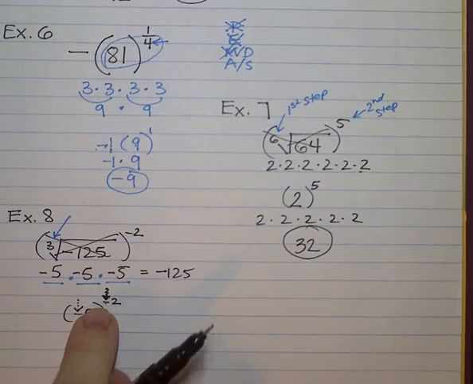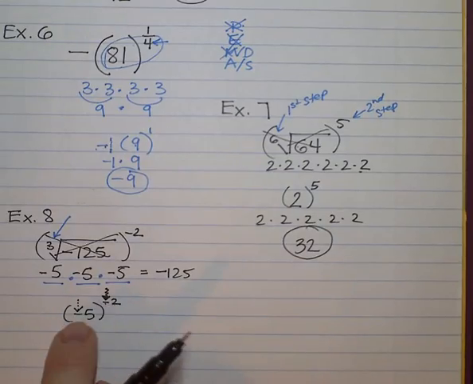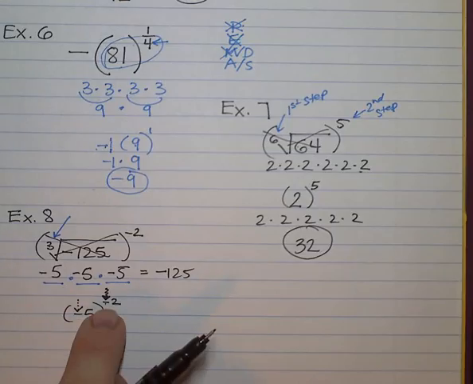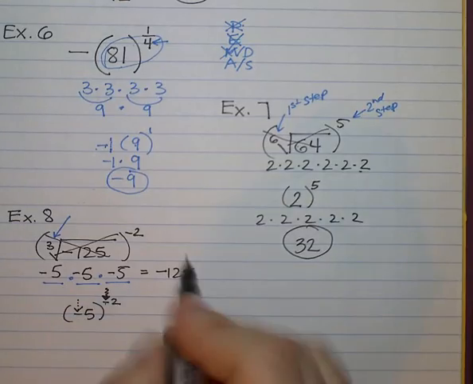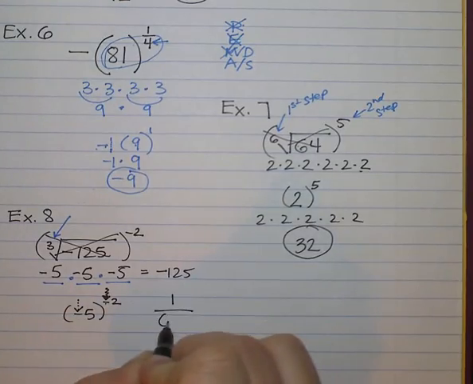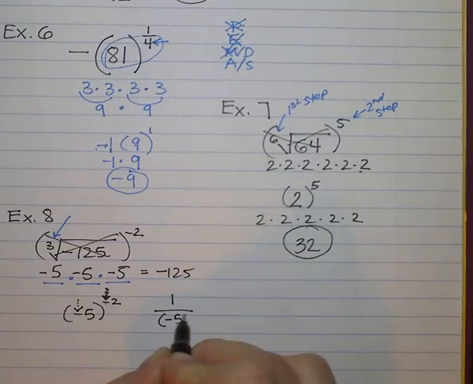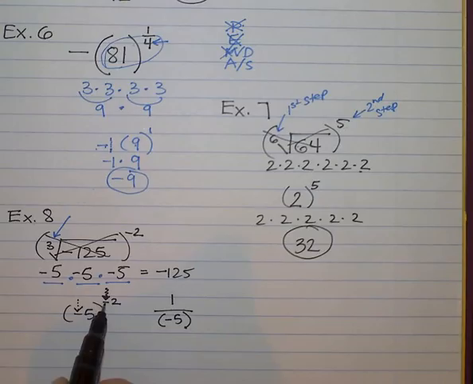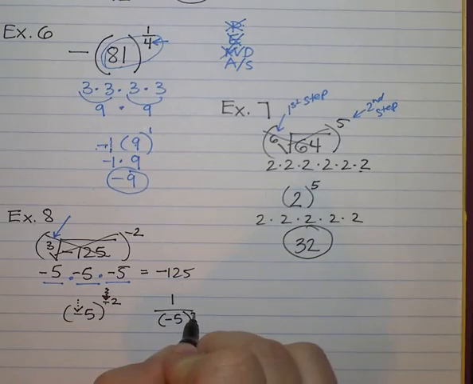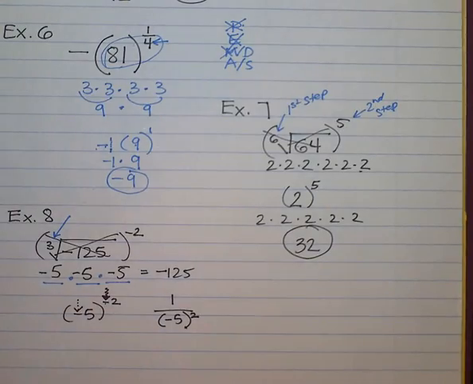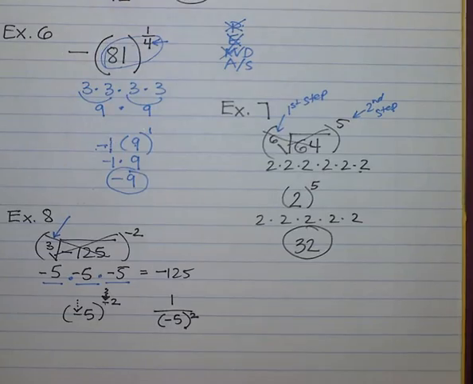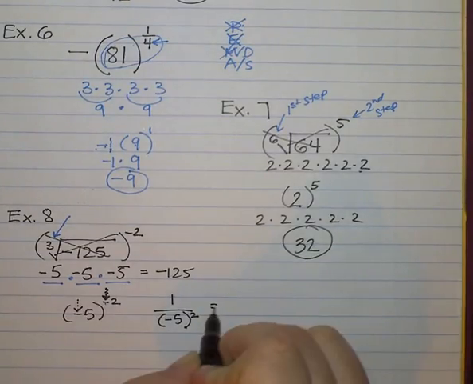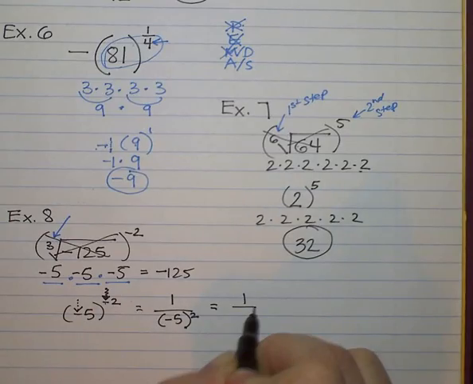So the negative 2 says it's not happy. It's currently on top and it's not happy, so we're going to move it to the bottom. Keep it in parentheses, just how it was. Okay, so it's moved to the bottom. Now instead of being a negative 2, we get a positive 2 with it. And negative 5 squared means negative 5 times negative 5, which is positive 25.